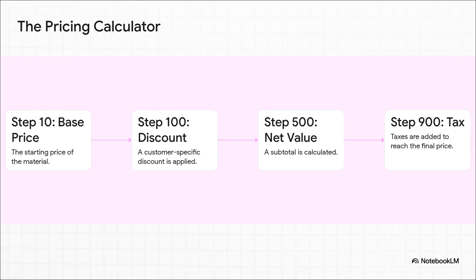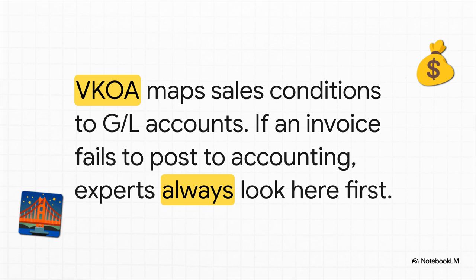It starts with a base price, then it subtracts any discounts, calculates a subtotal, adds the right tax, and boom, it gets to the final value. Every single step is perfectly controlled and totally auditable. But a price is pretty useless if you don't know where to book the revenue in your accounting system.